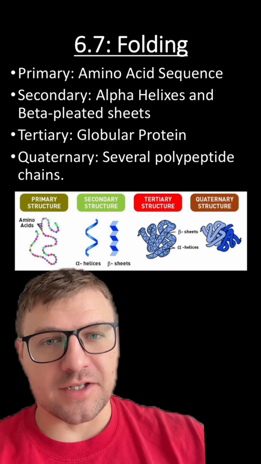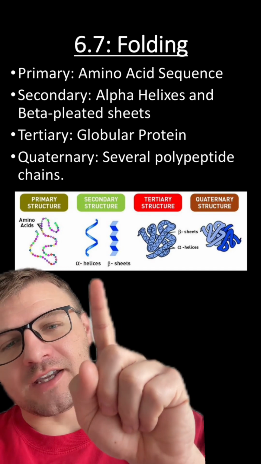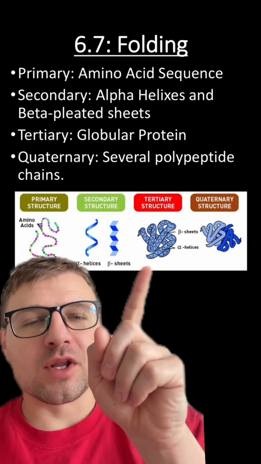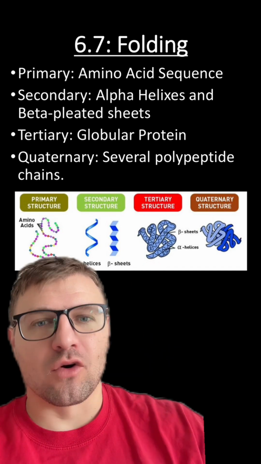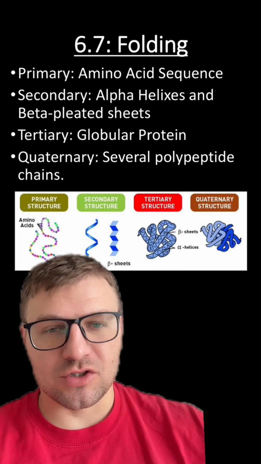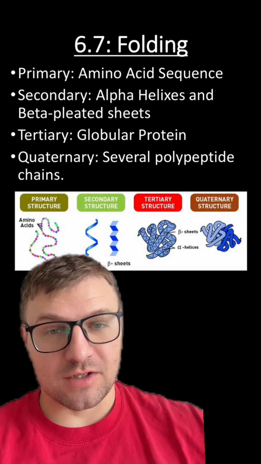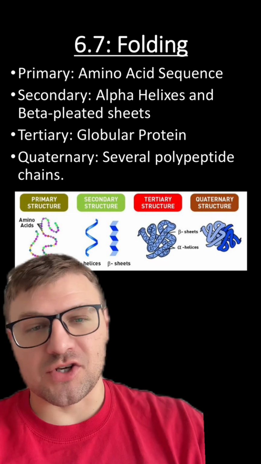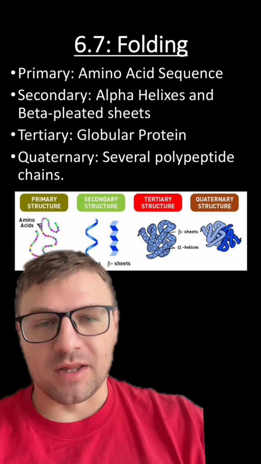The tertiary structure of a protein is when these alpha helixes and beta pleated sheets start folding on each other and start interacting to form a globular protein. This globular structure is going to have some structure to it, which is going to determine its function. Now, some proteins end here at the tertiary level. They only have one polypeptide chain.